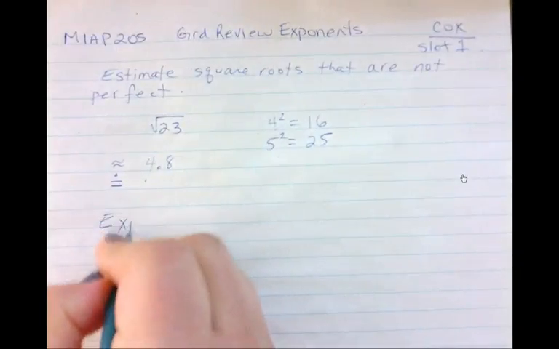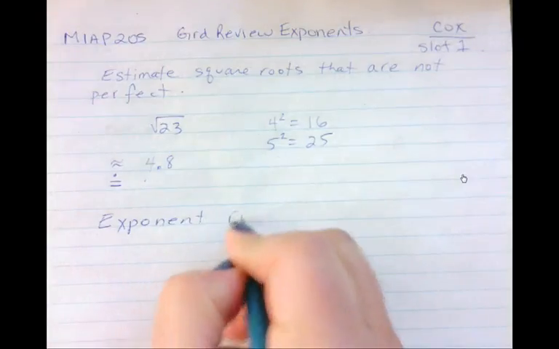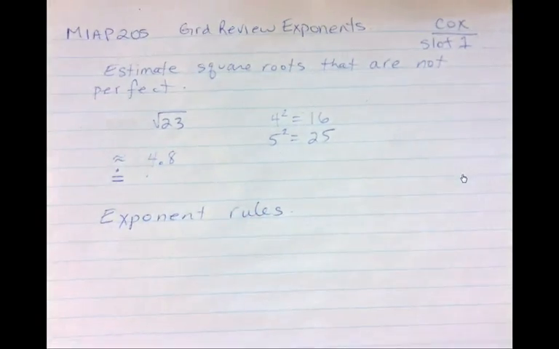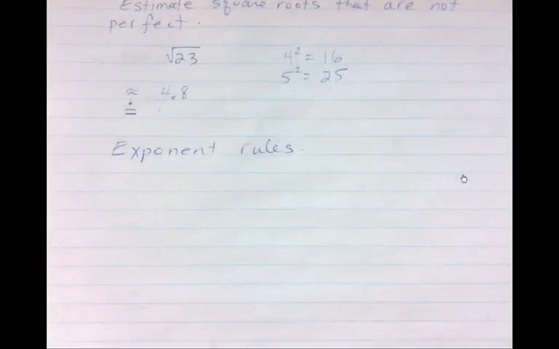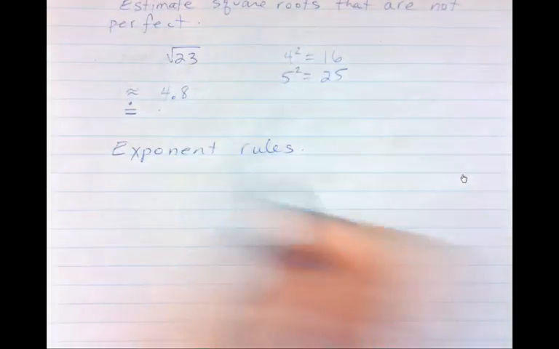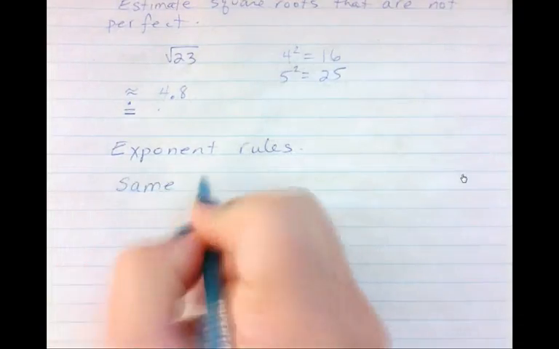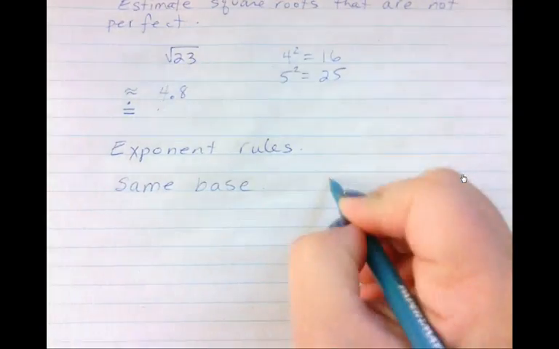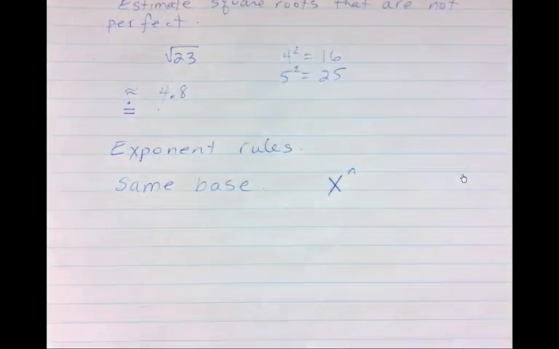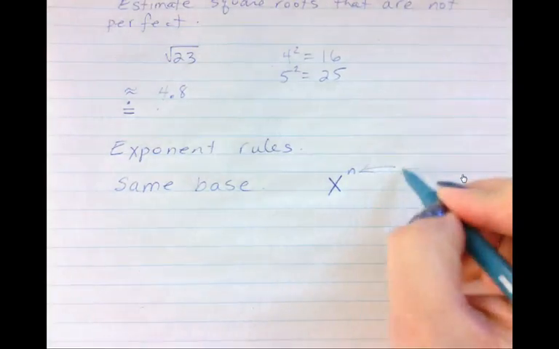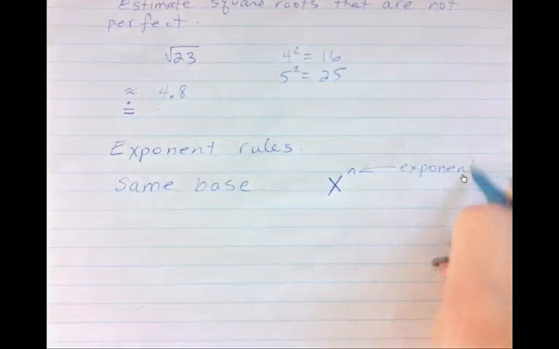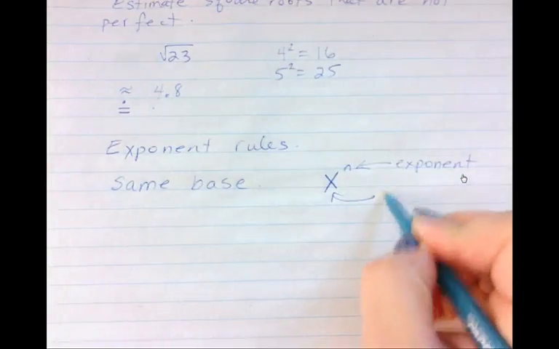Let's talk about exponent rules. So all of the exponent rules that you've learned have to deal with exponents with the same base. So if I were to write x to the power of n, would you be able to determine which is the base and which is the exponent part of it? Yeah? Okay, so what's the exponent? The n is the exponent. And what's the base? The x is the base.